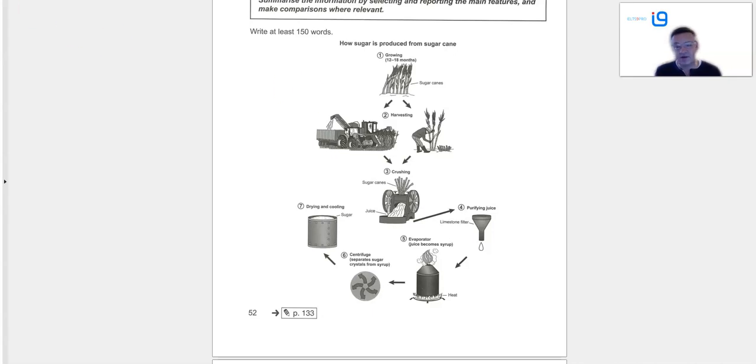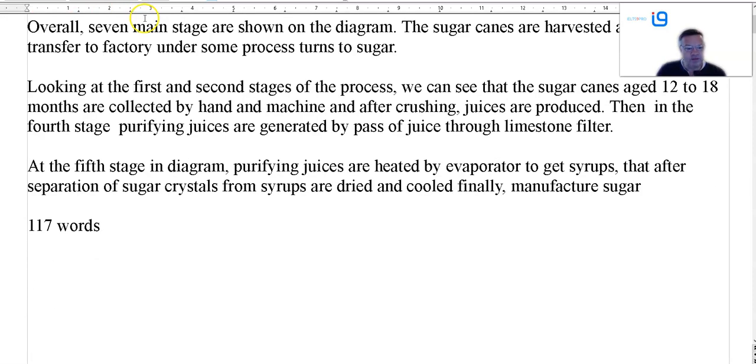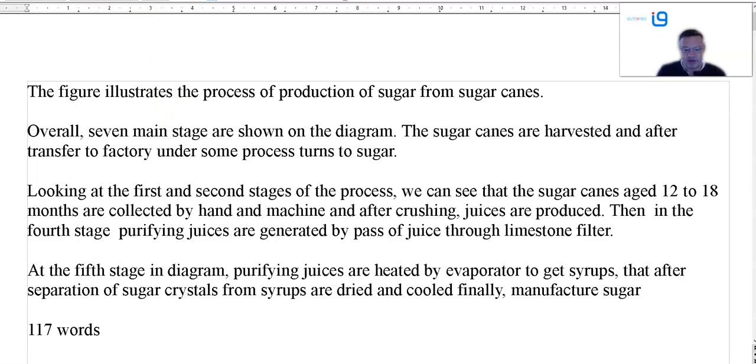So let's have a look at mine first then. Okay. Right. So here we go. This is, oops, that's the wrong one. That one's yours.